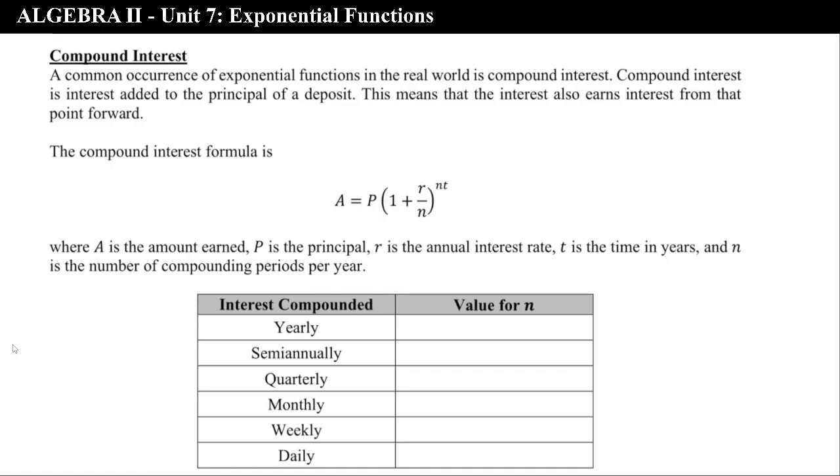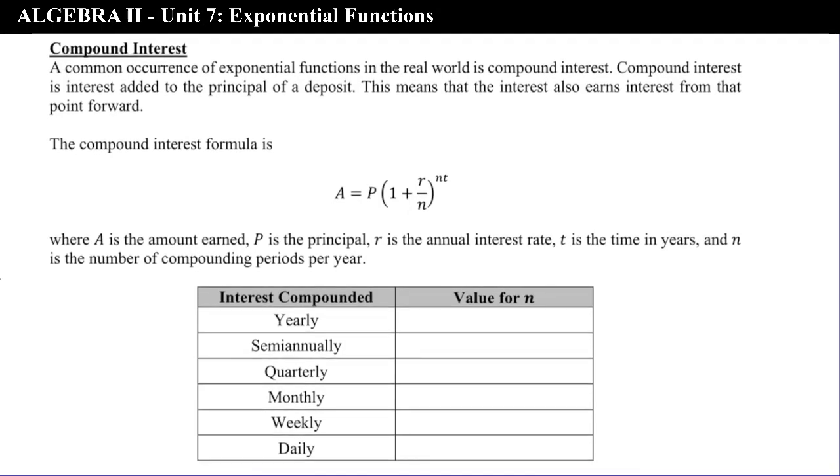Now that we have a basic understanding of modeling using an exponential function, let's take it up just a notch and talk about compound interest. So compound interest is a pretty regular occurrence in the world of banking. And compound interest is interest added to the principal of a deposit. So the principal is your initial value. It's whatever you initially put into your savings account. It's whatever you initially borrow in a loan. That is the principal.